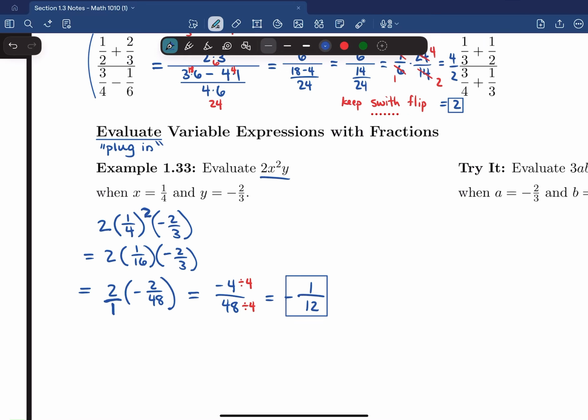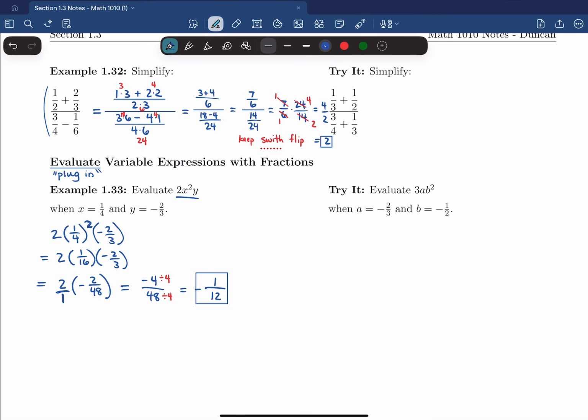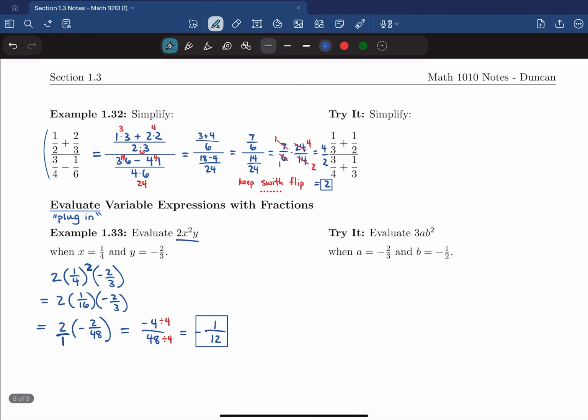We've completed lesson 1.3. This is a great time for you to go to your 1.3 assignment in WebWork and to practice what you've learned about fraction multiplication, division, addition, and subtraction, how to handle operations in the correct order with PEMDAS, and how to evaluate variable expressions with fractions.